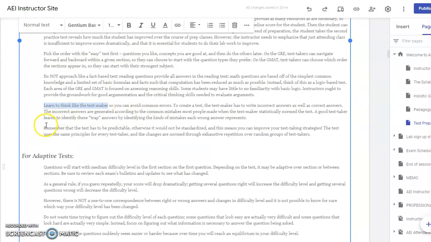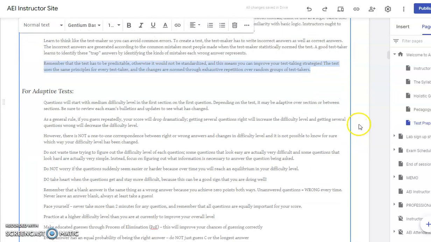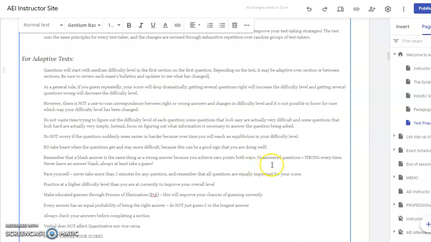So I'll just say, remember that the test has to be predictable. This means you can improve your test-taking strategies. The test uses the same principles for every test taker, and the changes have to be normed through exhaustive repetition over random groups. So it is a coachable test. Every standardized test is.